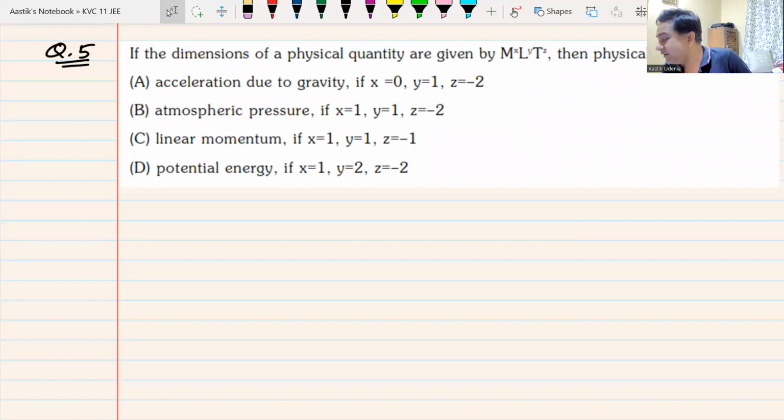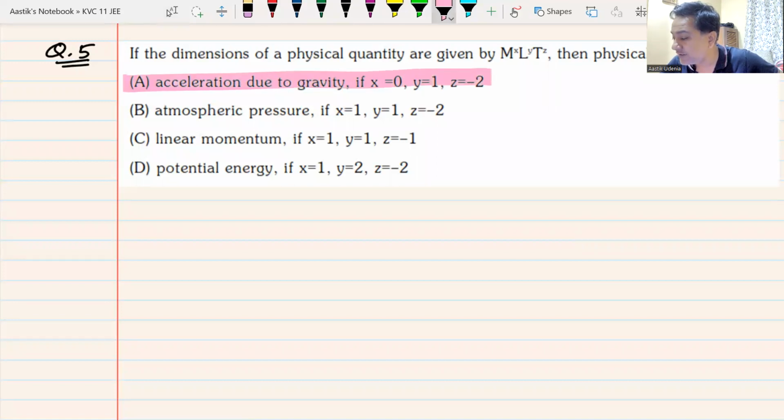M0 L1 T -2. So the first option is definitely correct. Yes or no? Anyone would agree with this? Dimension of g is very simple. The second option is atmospheric pressure, my dear friend. Pressure. What is the dimension of pressure? And you just now told me the dimension of pressure was, sir, M L -1 T -2. So how can this option be correct, my dear friend? This is an absolutely wrong option.